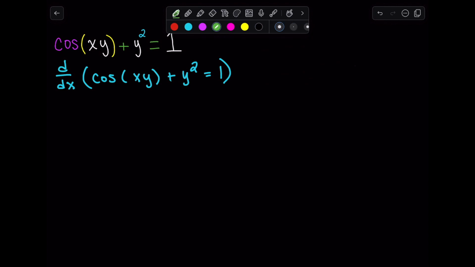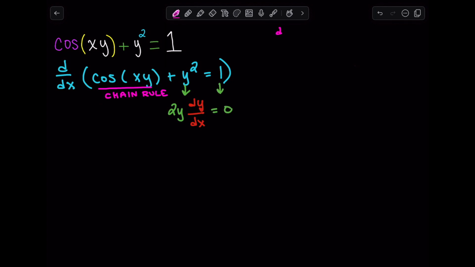So first we start by taking the derivative of each of these terms. We'll notice that the first term is actually a composite function, so we're going to do the chain rule over on the side here in a second. The derivative of y squared is 2y, but this is implicit differentiation, so we've got to remember to add the dy dx term here. And then the derivative of 1 is just 0.